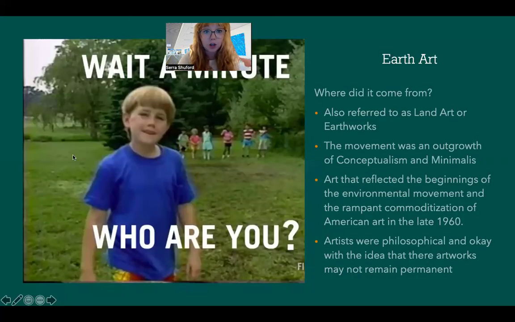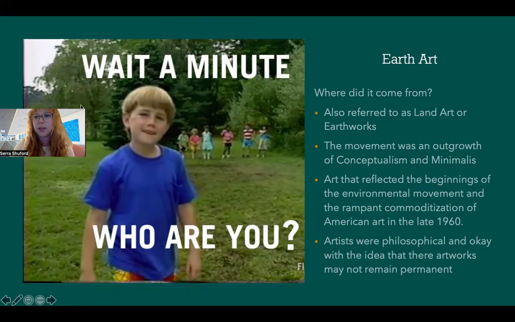And lastly, we're going to talk about earth art. Earth art can also be referred to as land art or earthworks. This movement was about an outgrowth for conceptualism and minimalism. It's art that reflects the beginning of the environmental movements and the rampant commoditization of the American art in the late 1960s. So this is almost like talking in the same way that pop art is, but on a totally different side of it, where pop art is like, we're going to go all out with the colors and the printmaking and the commodity aspect. This is like we want to get back in touch with nature and making art from nature.